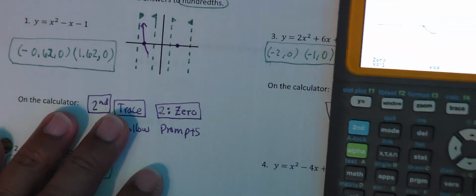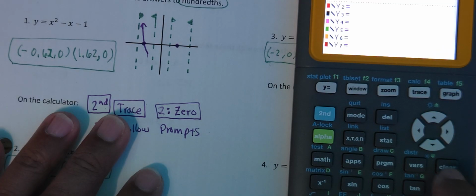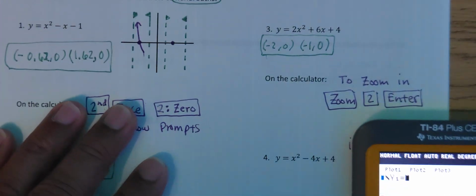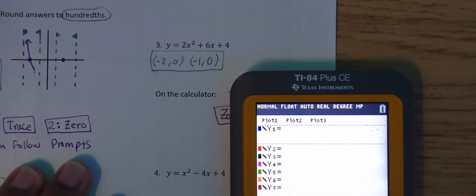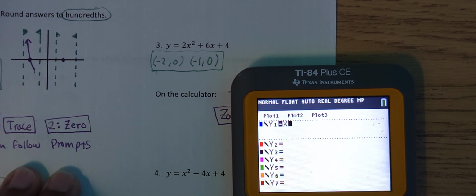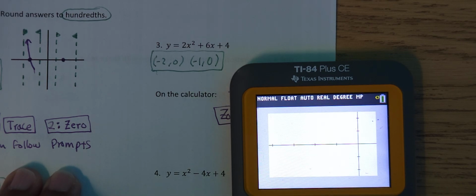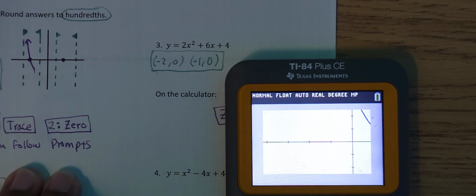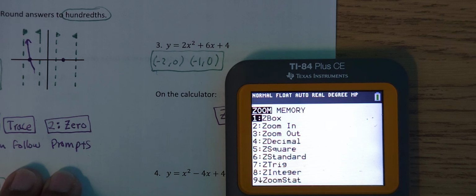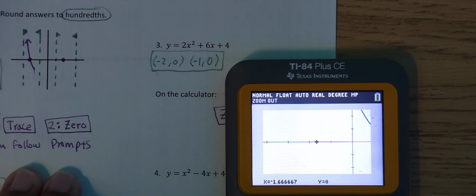Okay, one last example. Go to y equals, and let's clear that function. And now enter this new one. This one is x squared minus 4x plus 4. Then graph it. I'm going to have to zoom out on this one. So zoom, and we want zoom out, so 3. Then let's get to somewhere here, and then press enter. There we go.